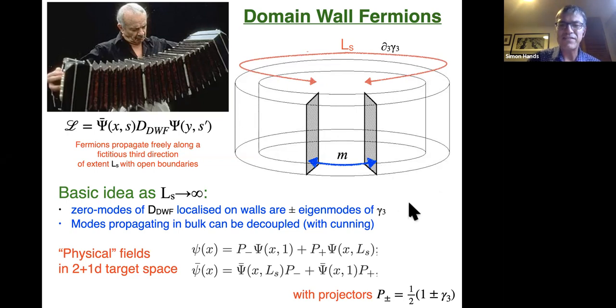And those localized eigenmodes actually have the symmetry of the target theory in the lower dimensional theory. So for this particular example, I can identify 2+1 dimensional fields, lowercase psi, as a linear combination of uppercase fields, which are defined in the 2+1+1 dimensions. And they're defined either at position 1 or position L_s along the third dimension. These P plus and P minus are projectors. They project onto eigenstates of gamma 3. And again, this is a very beautiful idea which was introduced into particle physics by David Kaplan.